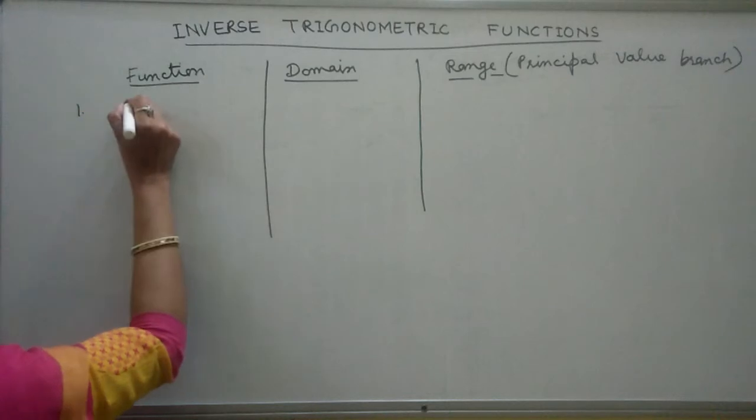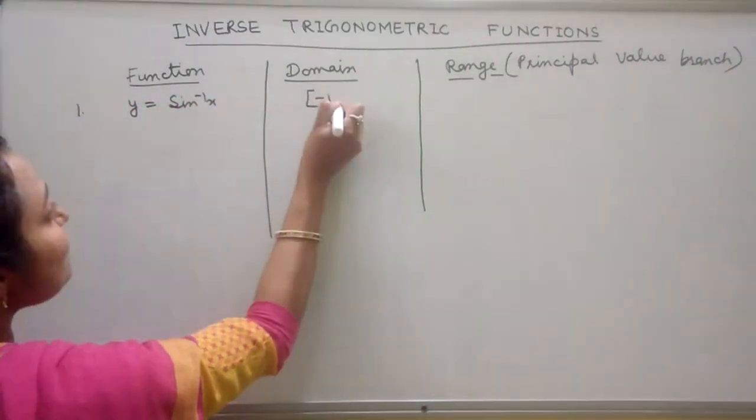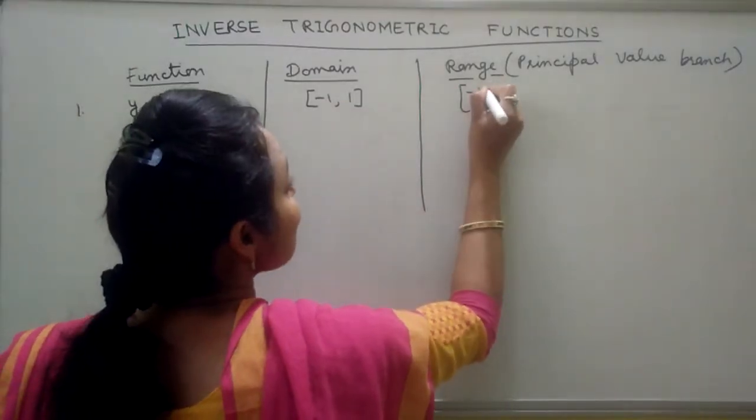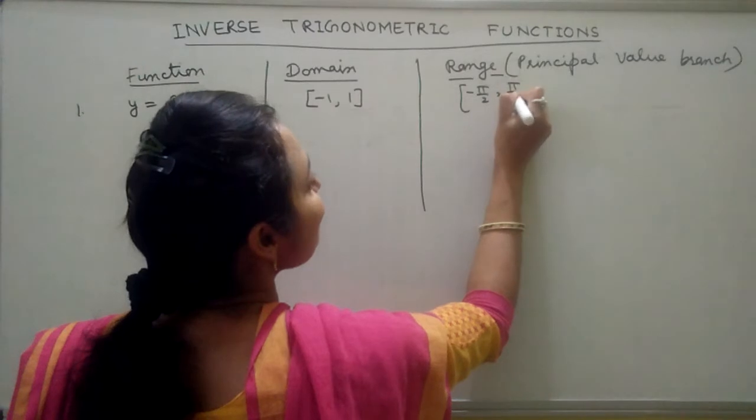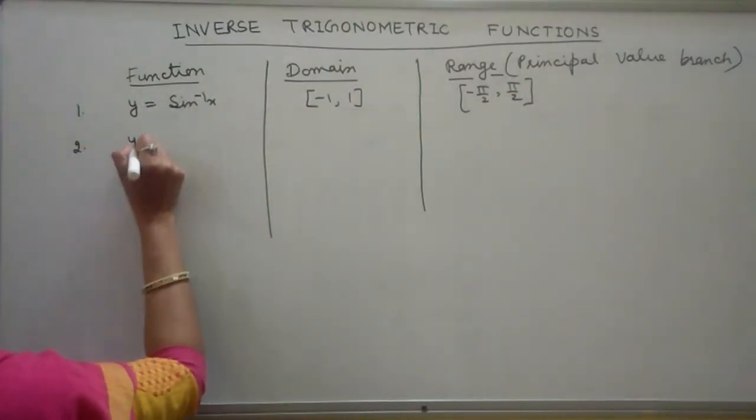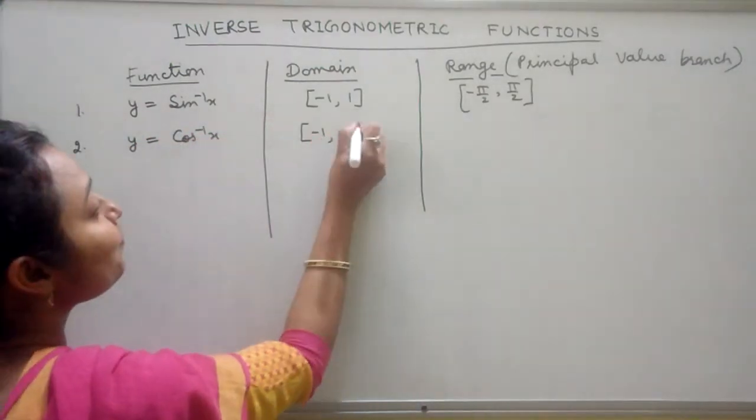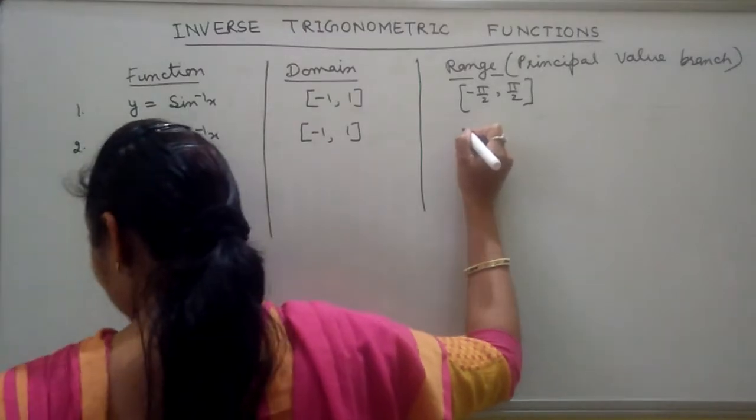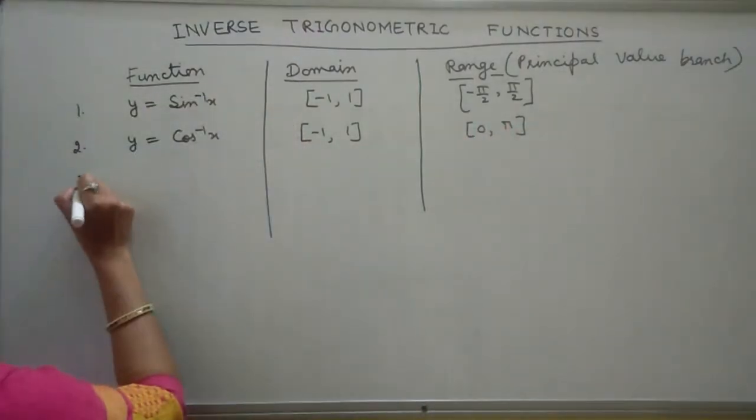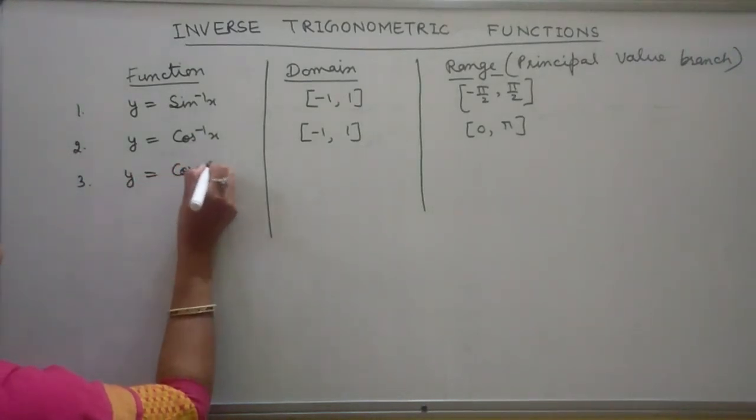Come to the first function. When y is equal to sine inverse x, the domain is -1 to 1, and the range is -π/2 to π/2 in the closed interval. Come to the second function. When y is equal to cos inverse x, the domain is the same, but the range is 0 to π.